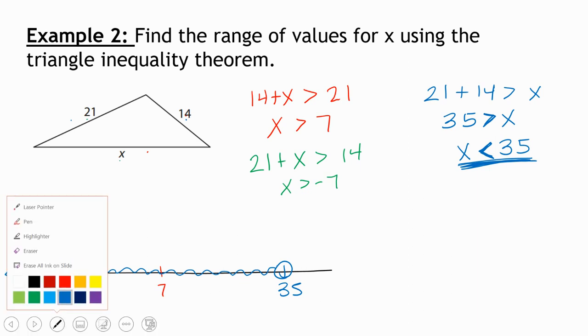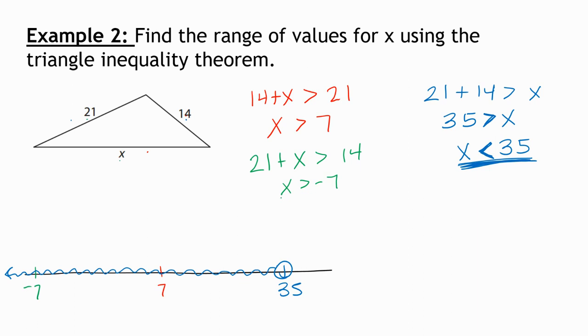Now let me do the green one. When I look at my green, I want x is greater than -7. So here's -7, and everything greater than is everything to the right, right? And I can keep going forever because all those numbers to the right of -7 are larger than -7.